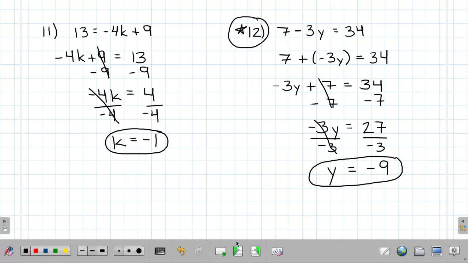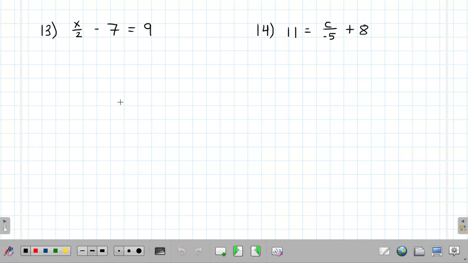Okay, so we're over halfway there. So let's go on to the next ones. And as you see, we still have two-step equations, except instead of multiplication and then addition or subtraction, we have division and then addition and subtraction. So in this case, division and subtraction.